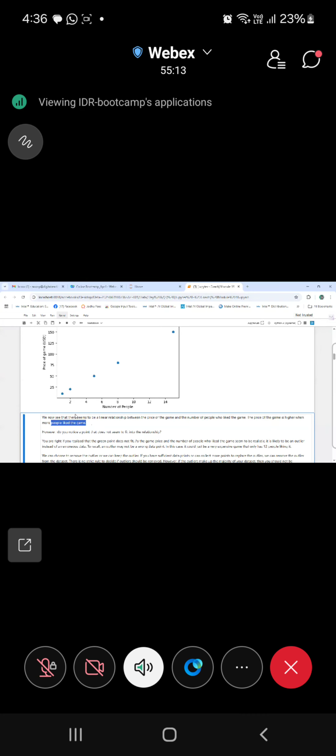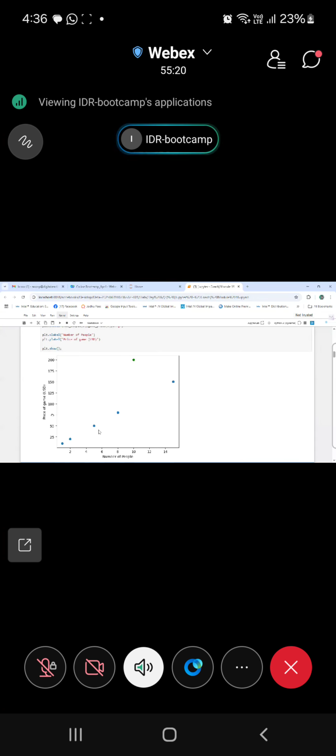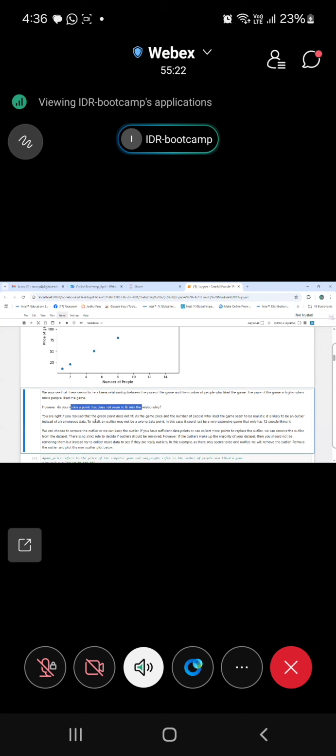Now, do you notice that this point does not seem to fit in with the others? What does this mean? Here, as the game price is high and the number of people who like the game is low, it is likely to be an outlier instead of erroneous data. To recall, an outlier may not be wrong data. That's why it is wrong to say an outlier means erroneous data. No, it's not; it is something which is not lying within the range.